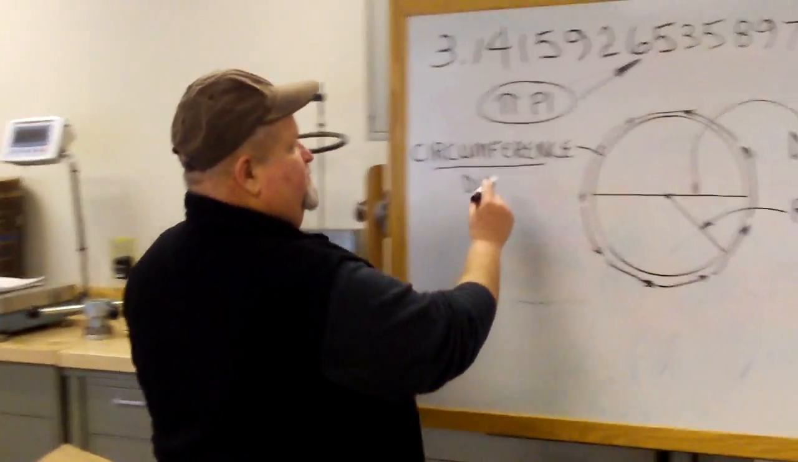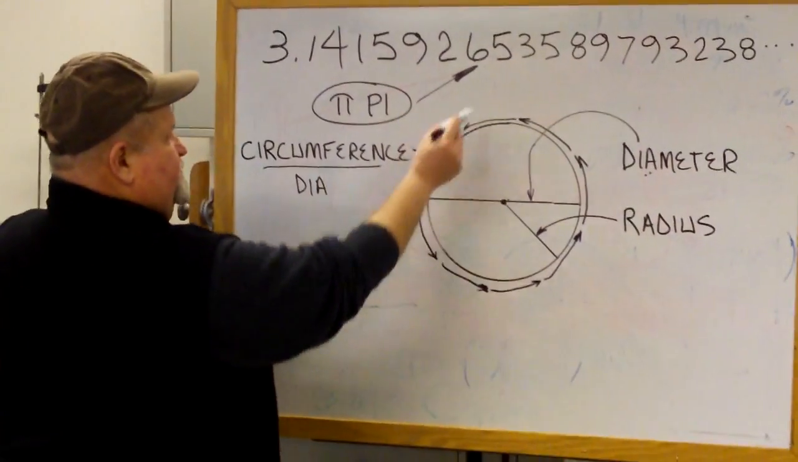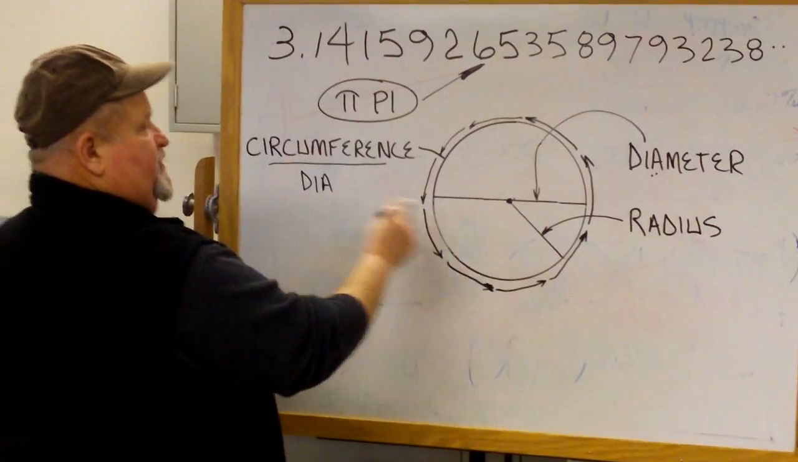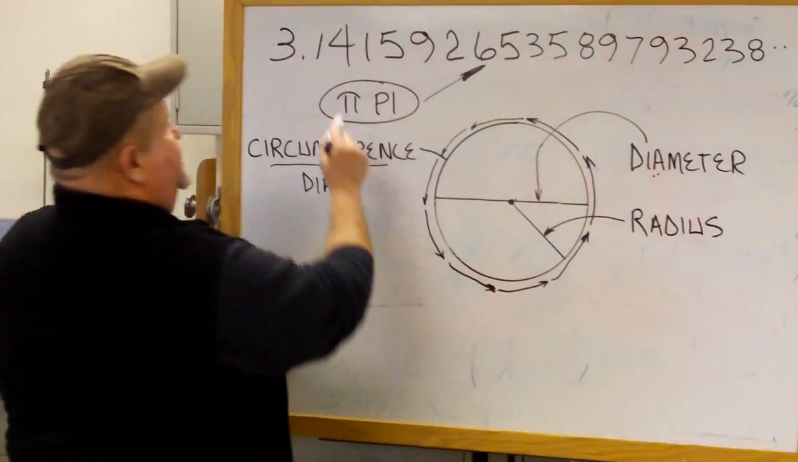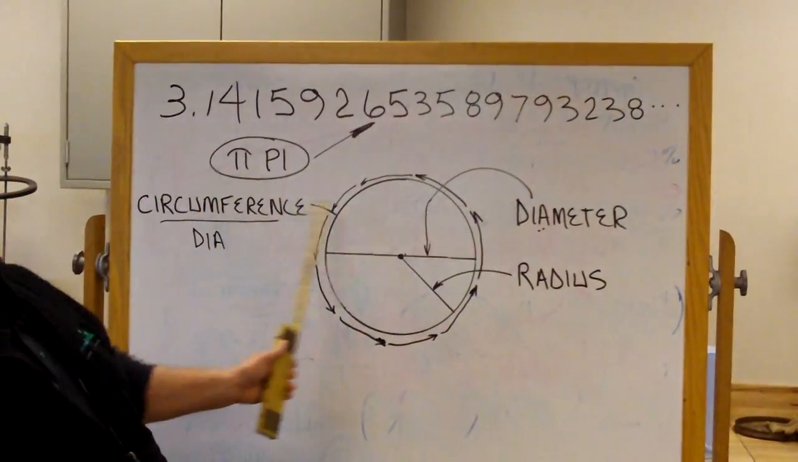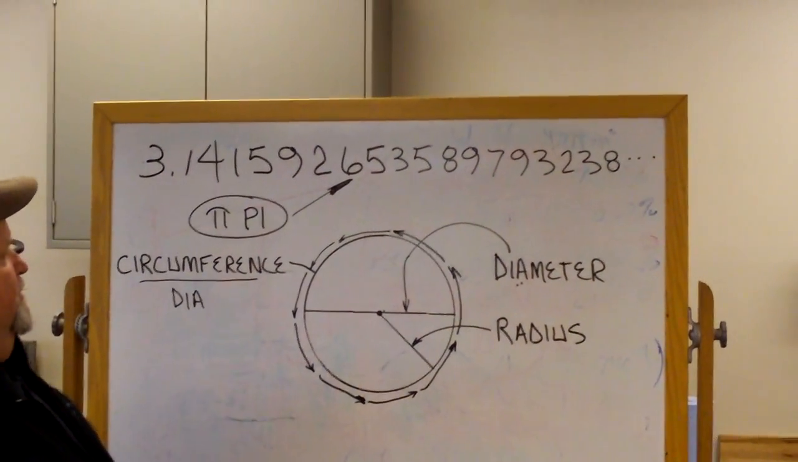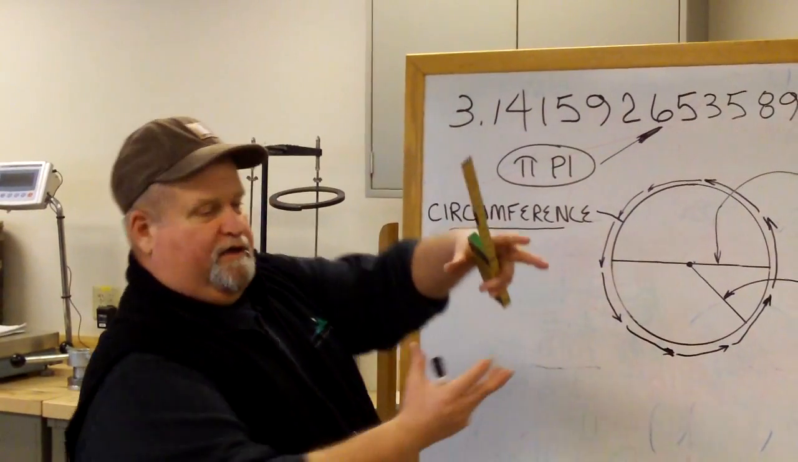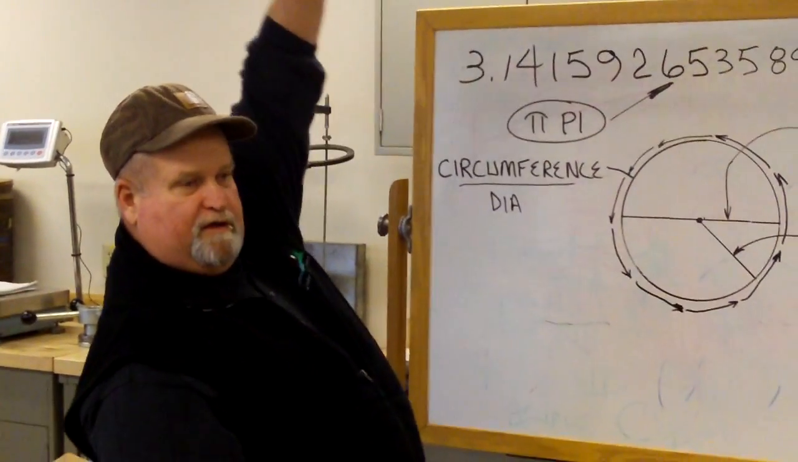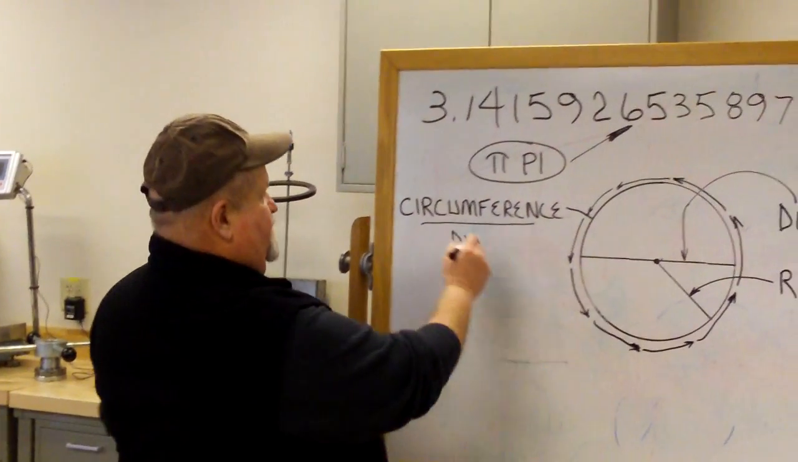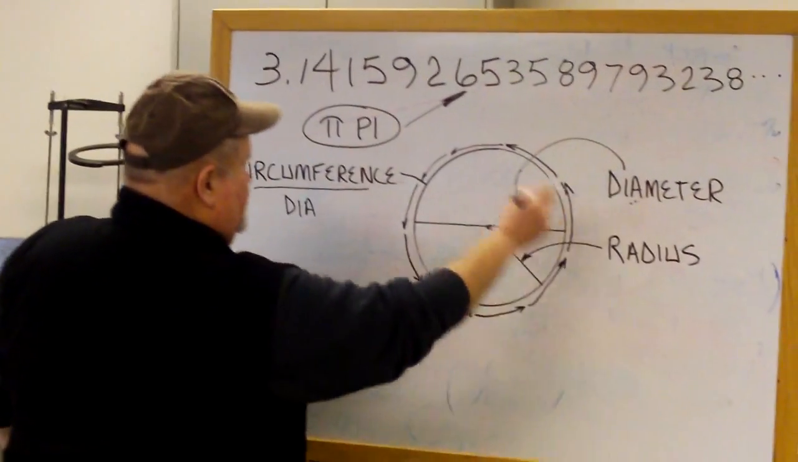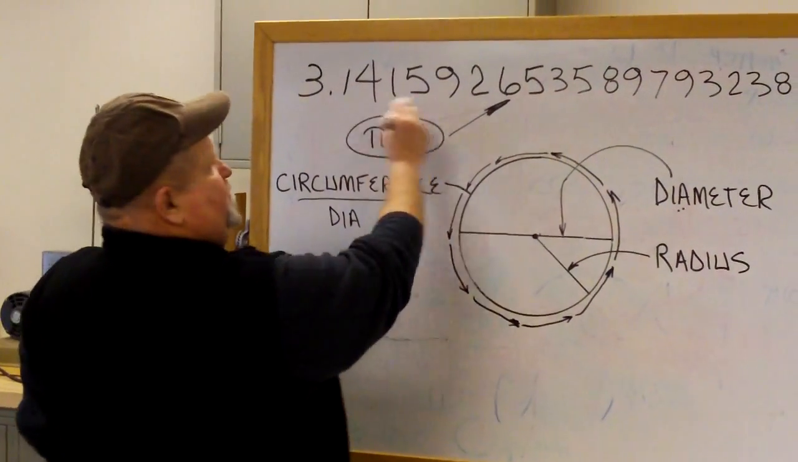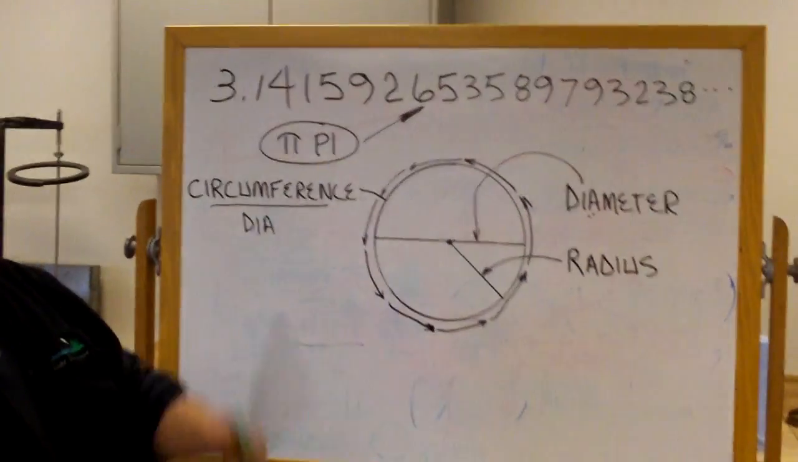If you divide the circumference, the distance around, by the diameter, you get this number. Look at how long it is. No matter what the diameter or the circumference is? Yeah. So no matter what size circle you got, it could be this big, it could be as big as you want, as long as you divide that distance around by this, you come up with that great big long number.